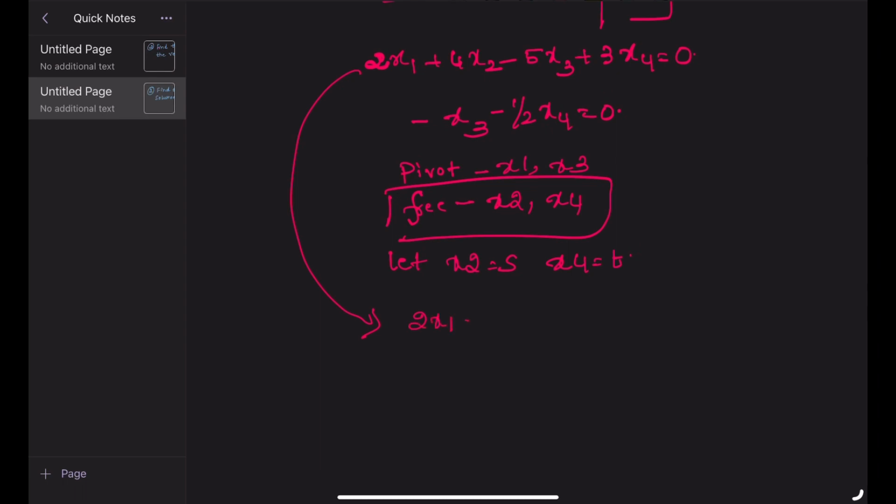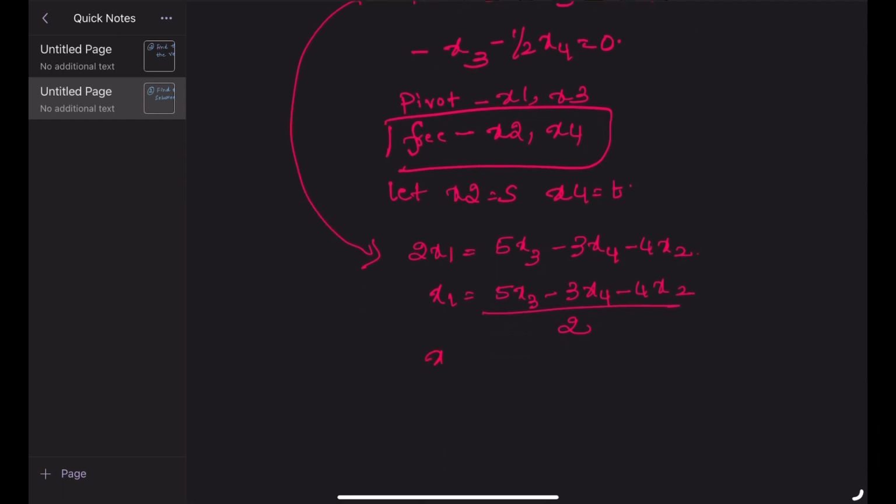So it is 2x1. So I want x1. So let me take everything to the other side of the equal to sign. So it is nothing but 5x3 minus 3x4 minus 4x2. So x1 is nothing but (5x3 minus 3x4 minus 4 times x2) divided by 2. So here I will substitute x2 and x4, which we have taken as s and t.